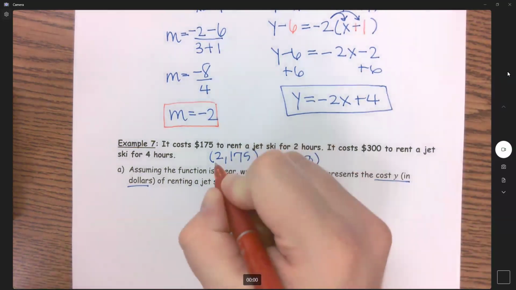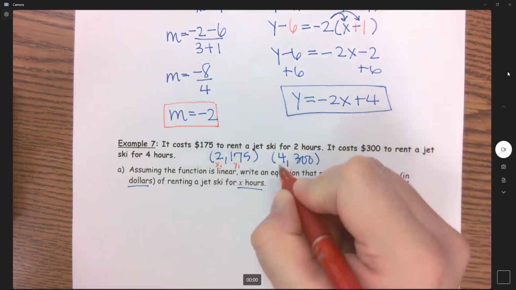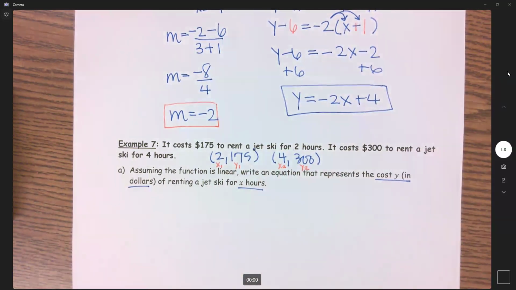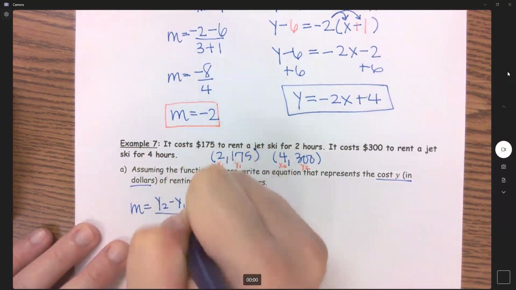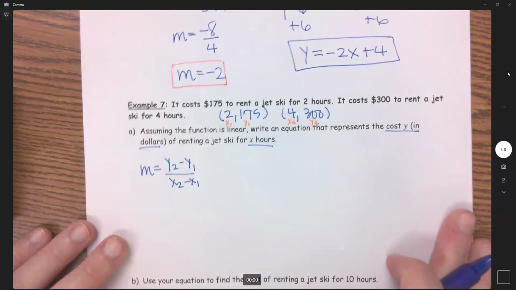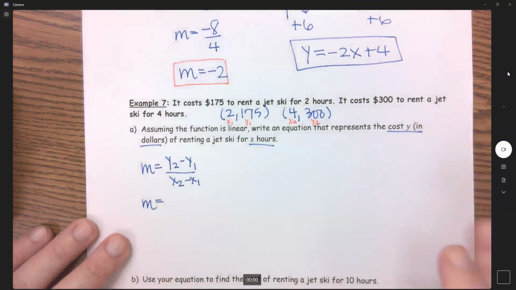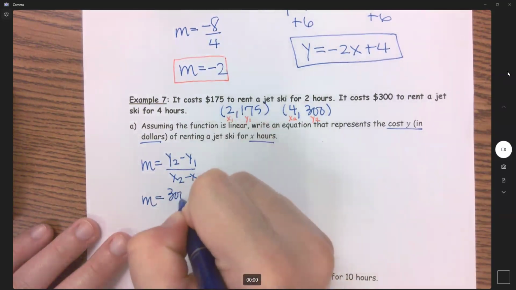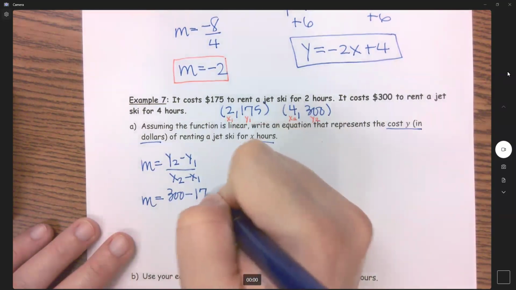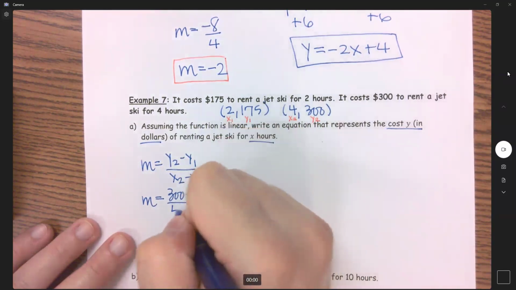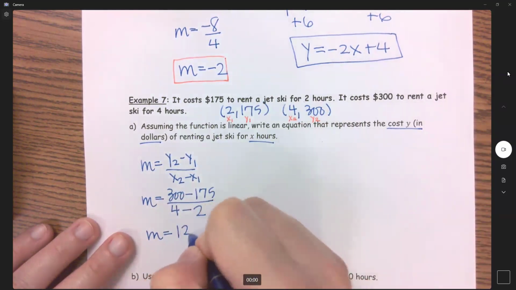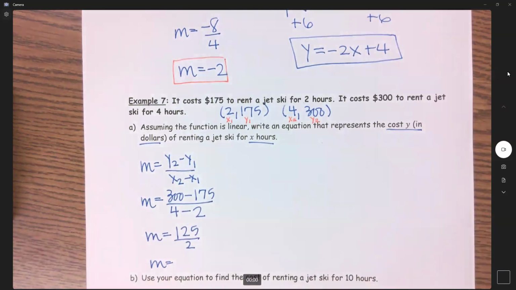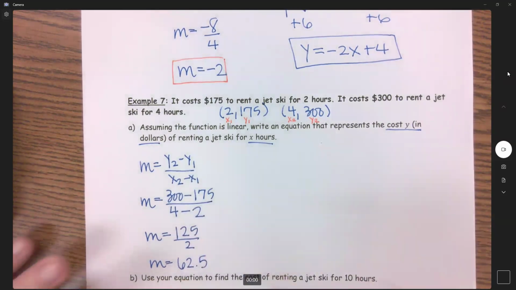So let's find the slope first. So this is my x1, y1, and x2, y2. So my slope formula is y2 minus y1 over x2 minus x1. That'd also be a good note card formula there. Okay, so my slope. y2 is 300 minus y1, which is 175, over x2 is 4 minus x1, which is 2. So we get 125 over 2, which is 62.5.